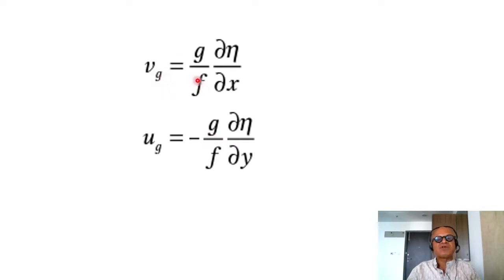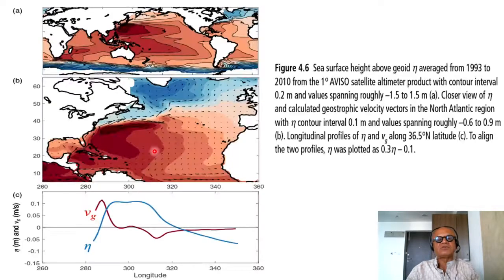Meridional geostrophic current is going to be g divided by f times d eta dx. So the sea surface gradient in the x direction gives us the meridional geostrophic current, and the meridional sea surface gradient gives us the zonal geostrophic current. And you can see that here.